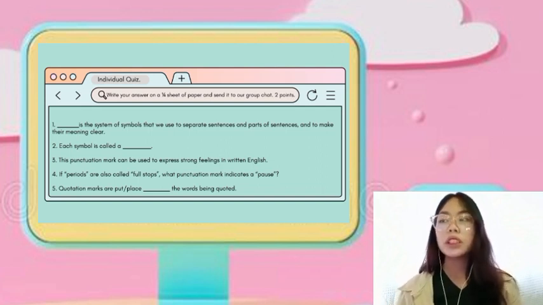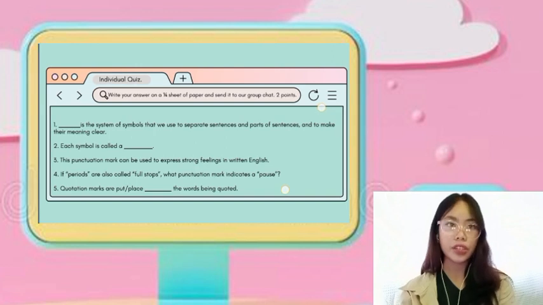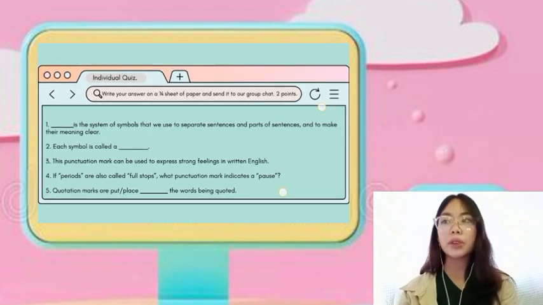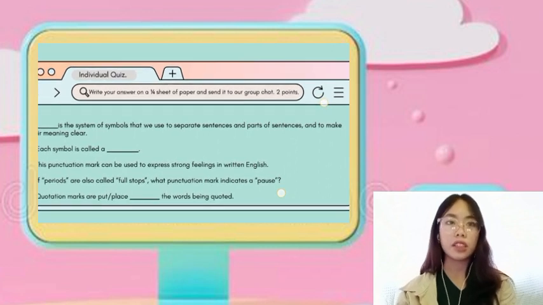Number 2. Each symbol is called a blank. Again, each symbol is called a blank. Number 3. These punctuation marks can be used to express strong feelings in written English. Again, these punctuation marks can be used to express strong feelings in written English.